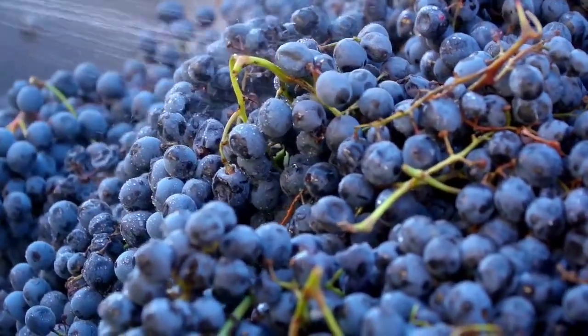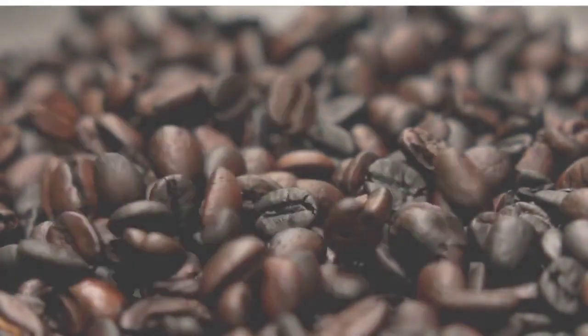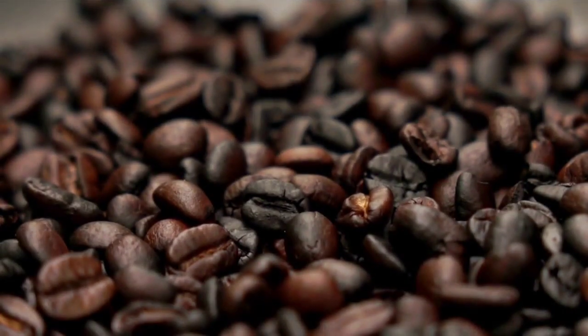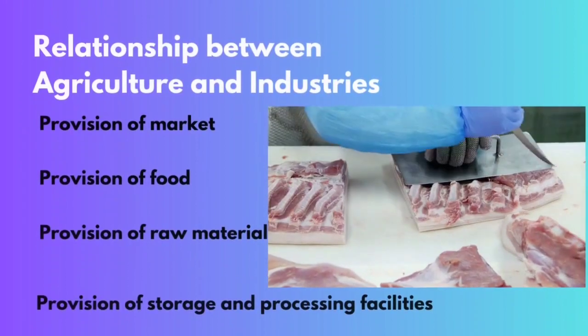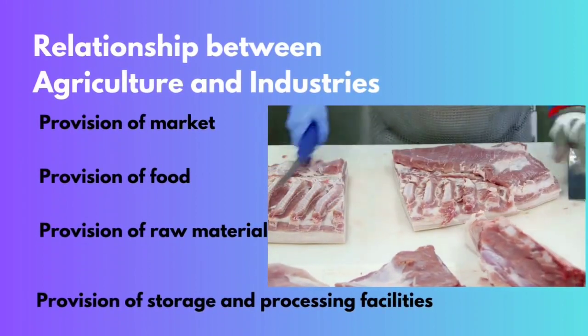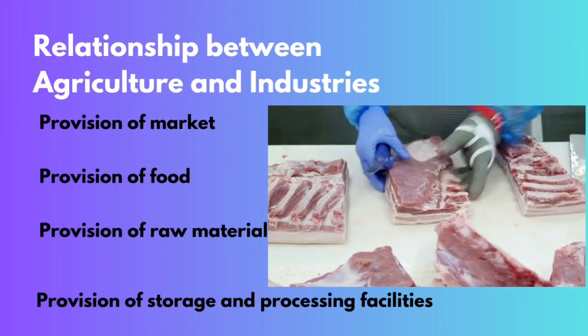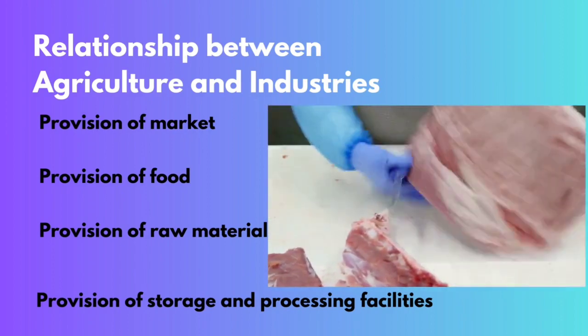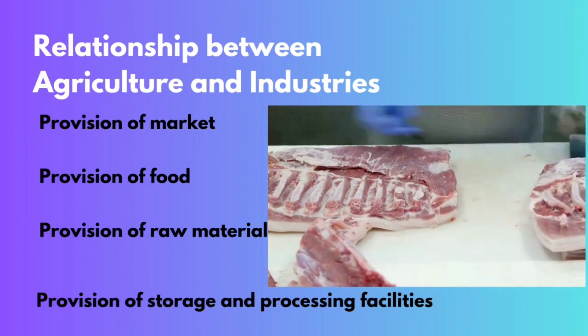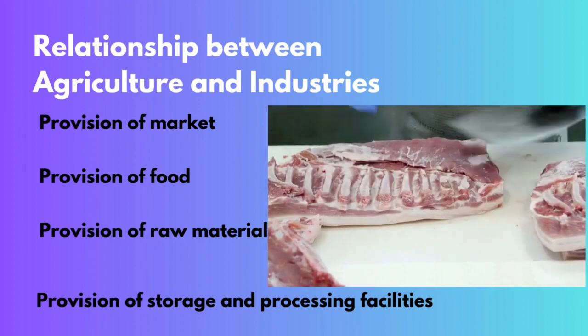Now, the first stage of the process in every industry is the harvesting. After the products are already mature, the farmer needs to harvest it. After harvesting, there's also sorting. After sorting, the product needs to be taken to the factory for conversion. Now, for the relationship between industries and agriculture, we have provision of market, provision of food, provision of raw materials, provision of storage and processing facilities.